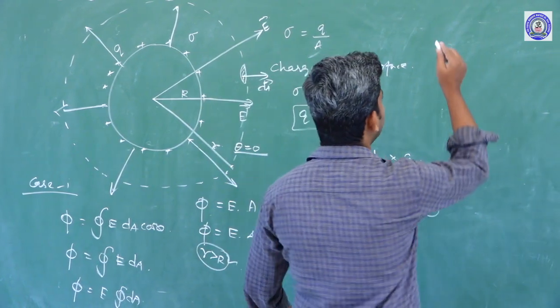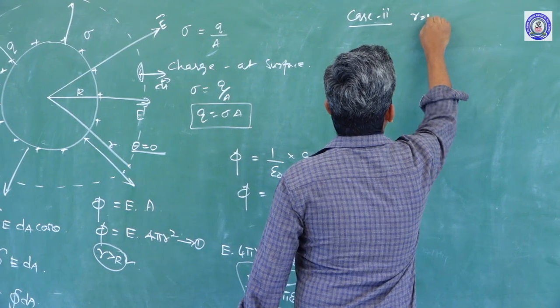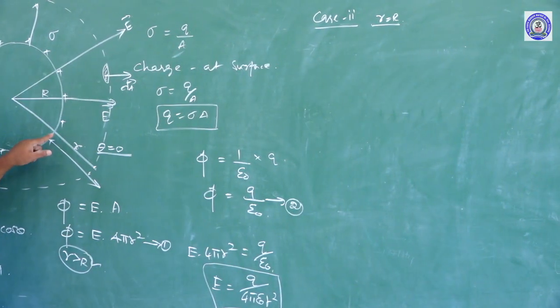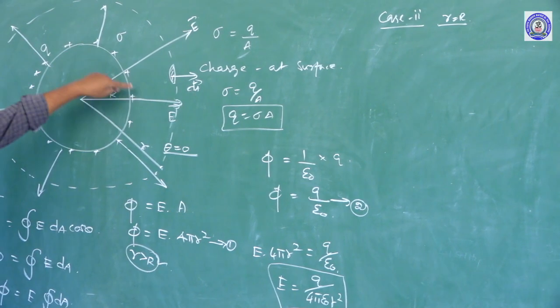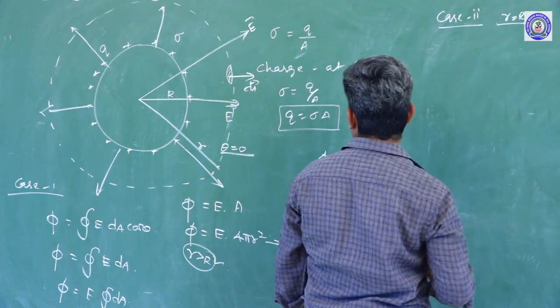And next one, case 2: r is equal to R, which means the second point, where the Gaussian surface is placed on the surface of the sphere.